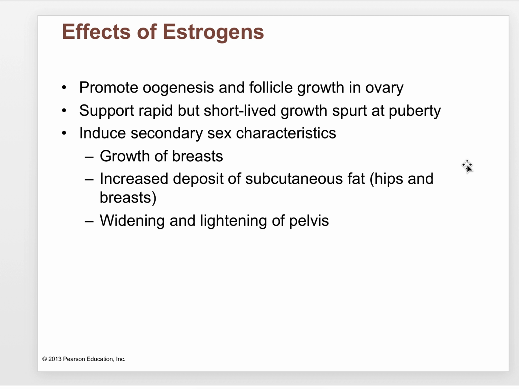Look at the effects of the hormones. Estrogen has certain effects. Estrogen promotes oogenesis and follicle growth in the ovary. It causes a rapid but short-lived growth spurt at puberty. That's why girls often get taller than their male counterparts at puberty, because estrogen gives a rapid growth spurt. Also, estrogen induces secondary sex characteristics such as the growth of breasts, increased deposition of subcutaneous fat, and widening and lightening of the pelvis.